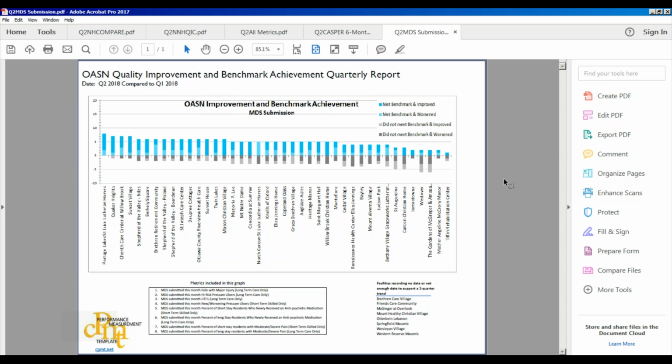Are there any questions? Does everyone understand the reports and why we went to this new type of report on the data analytics?